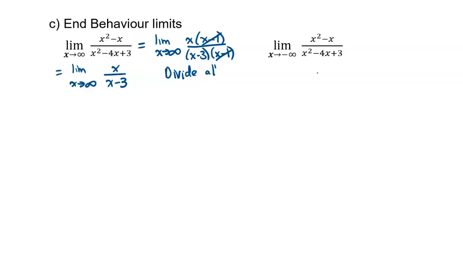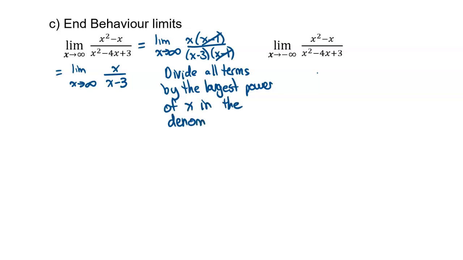Now here's the key. We're going to divide all the terms in the numerator and denominator by the largest power of x that's in the denominator. So the largest power of x in the denominator right now is just x to the power of 1. So that means we're going to divide every single term, the x, and the negative 3, by x. So x over x in the numerator, x over x in the denominator, and then minus 3 over x.